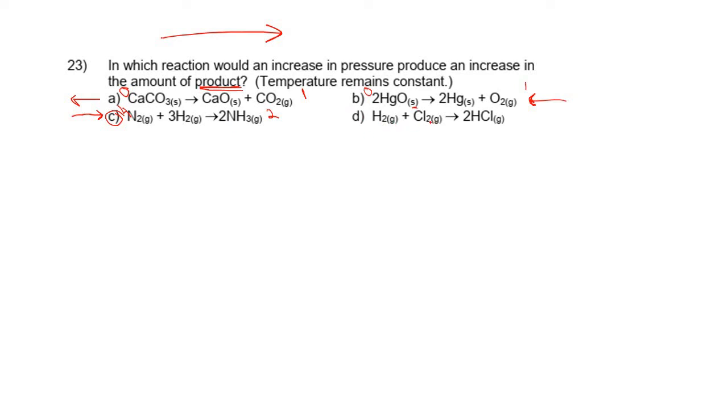All right, let's take a look at D just to make sure that we're correct. So 1 and 1, 2 gases on the left, 2 gases on the right. So this is one where we have equal amounts of gases on both sides. So the system is not going to respond to any change in pressure. Pressure is the trickiest. So if you can understand that, then you're doing pretty well.